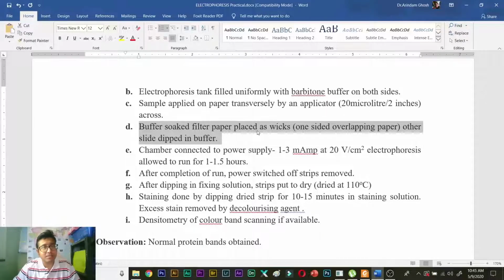Next, the chamber is connected to power supply and it is run at a constant voltage or constant current depending on the standard protocol of the lab. After the completion of the run, the electrophoresis chamber is switched off, the power supply switched off and the filter paper are removed. Then the gel is placed in the staining solution. It is placed first in the staining solution and then it is placed in a destaining solution.